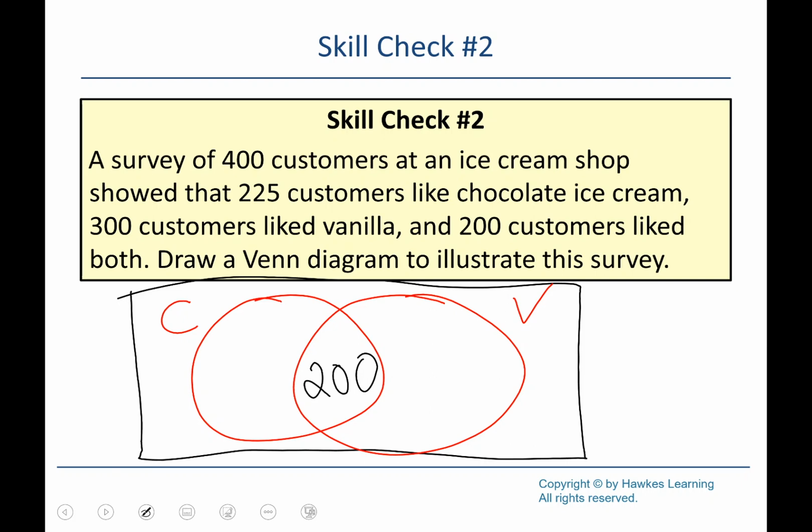And if we just go back to the top as we read down, we got 400 total, so we use that at the end. But then it says 225 like chocolate. So we need our chocolate circle to total up to 225. 225 minus the 200 we already have in there gives us 25 chocolate only people. And it says 300 liked vanilla. So 300 minus the 200 that's already in there gives us 100 vanilla only people.